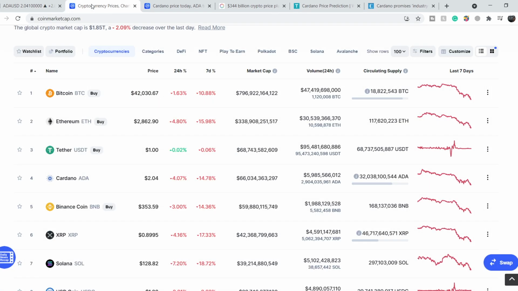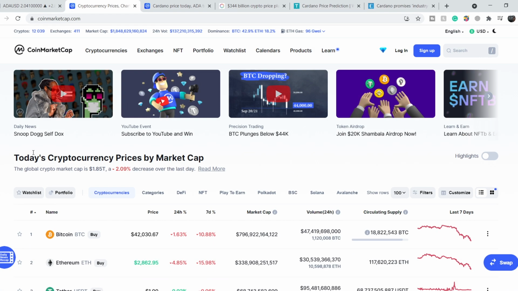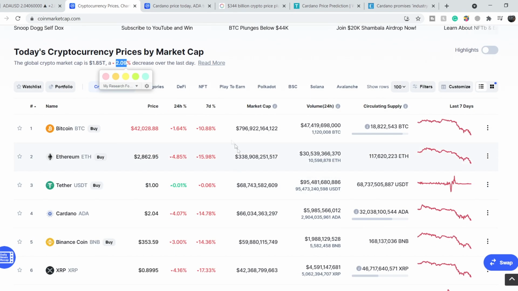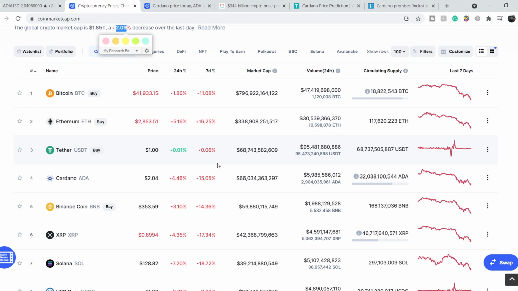So what to expect next I will show you in a minute, but for now let's continue with the total sentiment for the entire crypto market. And we are in red, another day when we are losing momentum, and for now the total market cap is $1.85 trillion, and it's more than a 2% decrease over the last day. And as you can see, all major cryptocurrencies are in red, and Cardano became the fourth one right after Tether.